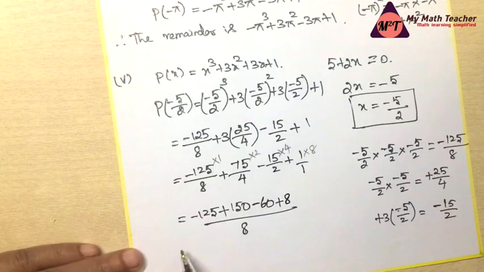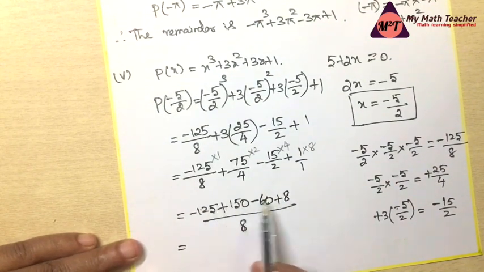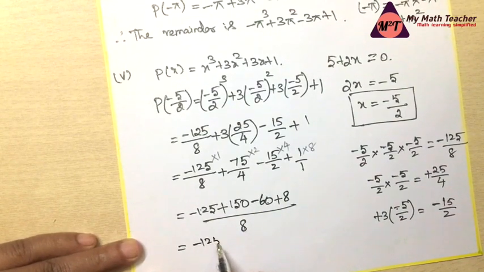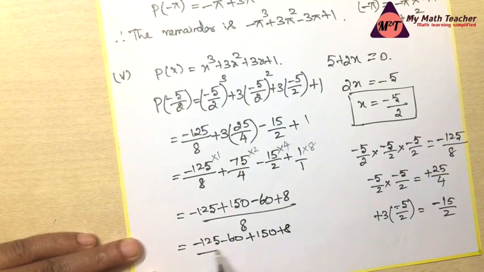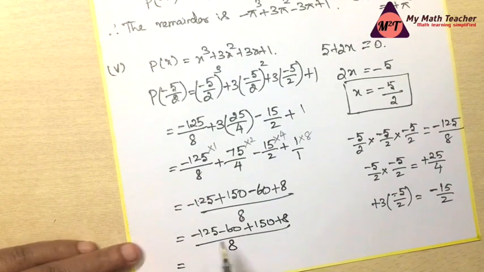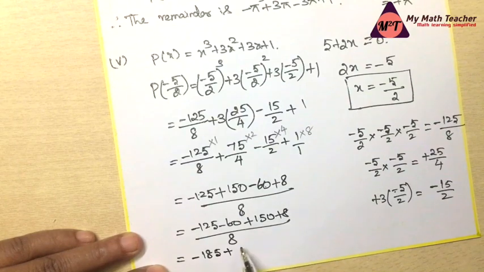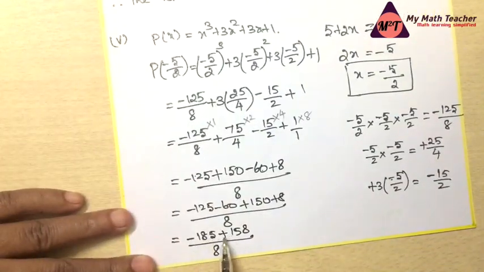Plus 8. Okay. Now you can see we have got 2 negative numbers and 2 positive numbers. Now we are grouping the negative numbers. That is minus 125 minus 60 plus 150 plus 8 divided by 8. Now simplify this. Minus 125 minus 60, which is minus 185, plus 150 plus 8 is 158, divided by 8. Okay. Now we have got minus 185 plus 158.